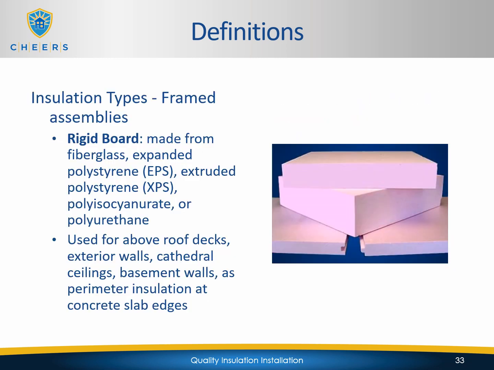Rigid board, made from fiberglass, expanded polystyrene (EPS), extruded polystyrene (XPS), polyisocyanurate, or polyurethane. It can be used for above roof decks, exterior walls, cathedral ceilings, basement walls, and as perimeter insulation at concrete slab edges.